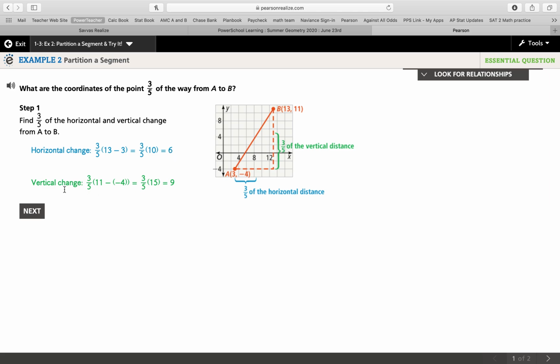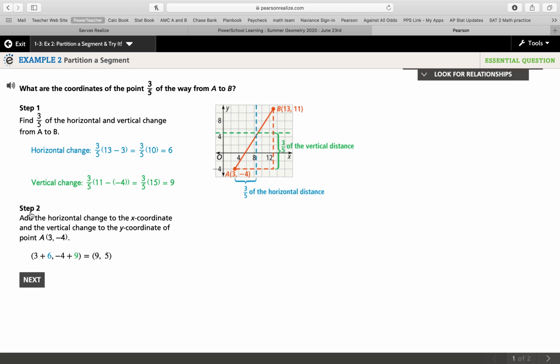We do the same thing for the vertical change. The vertical change is this distance here. The vertical change would be 11 minus -4 because it's the difference of the y values. So the vertical change is 15, multiply it by 3/5 and you get 9. Now we have 3/5 of the horizontal change and 3/5 of the vertical change. Once you find these two values, you can then add them to the x and y values of A.